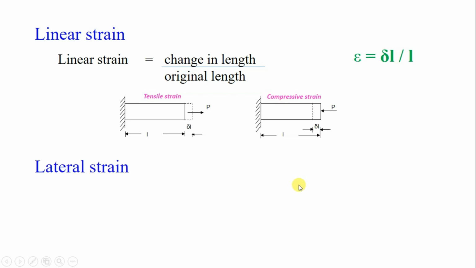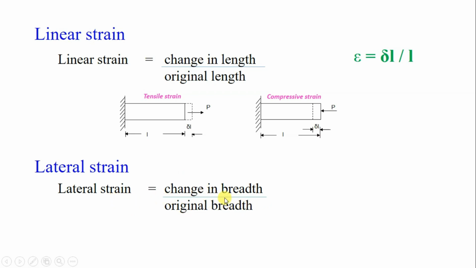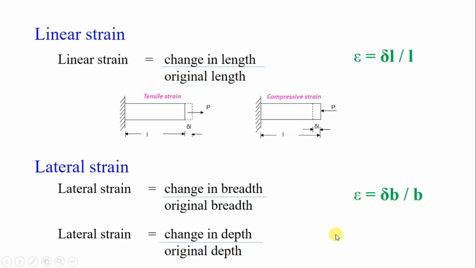Next, lateral strain. Lateral strain is along the other two dimensions apart from the length. So lateral strain can be change in breadth by original breadth if breadth is taken as the consideration. So your strain formula E is equal to delta B by B, where delta B is your change in breadth and B is your original breadth. If we consider depth as the point, lateral strain becomes change in depth by original depth. So your E becomes delta D by D, where delta D is your change in depth and D is your original depth of the body.